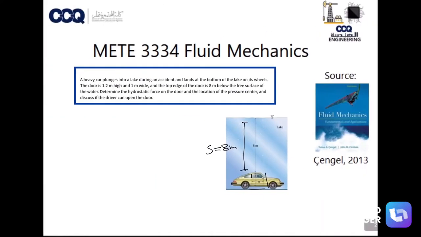It says here, discuss if the driver can open the door. Well, we know that a strong person can lift 100 kilogram, which is about 1 kilonewton. So it is impossible for the driver to open the door of the car.